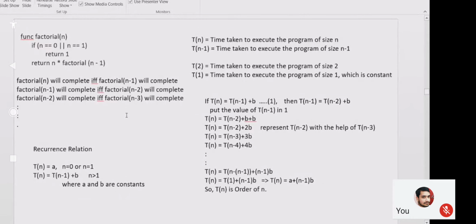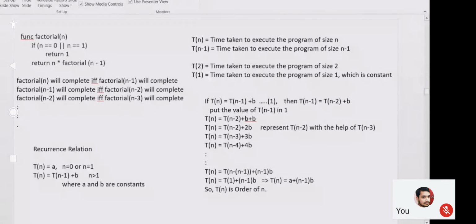Okay, now is it clear? Very simple thing. T of n is T of n minus 1 plus b. Now we represent T of n minus 1 by T of n minus 2. So just put n equal to n minus 1. What will we get? T of n is T of n minus 1 plus b. Put n minus 1 here, so it will be T of n minus 2 plus b. Similarly, put n minus 2 there. What will we get? T of n minus 3 plus something. So this is the way I elaborate the equation.